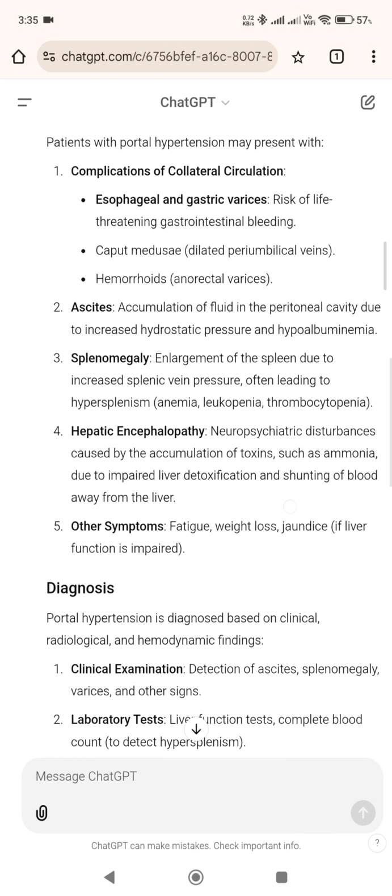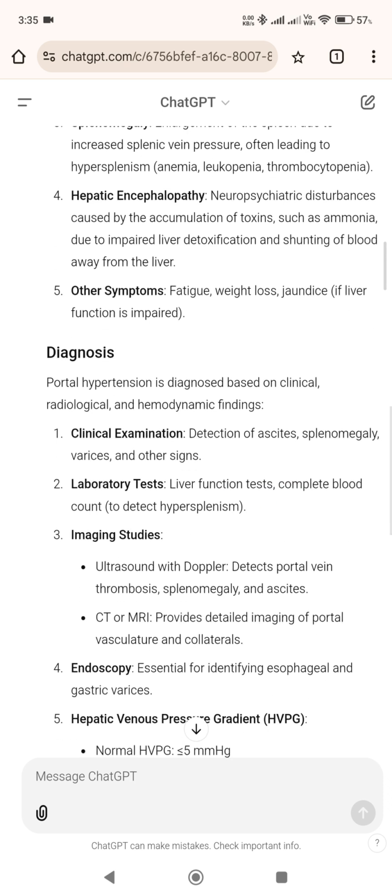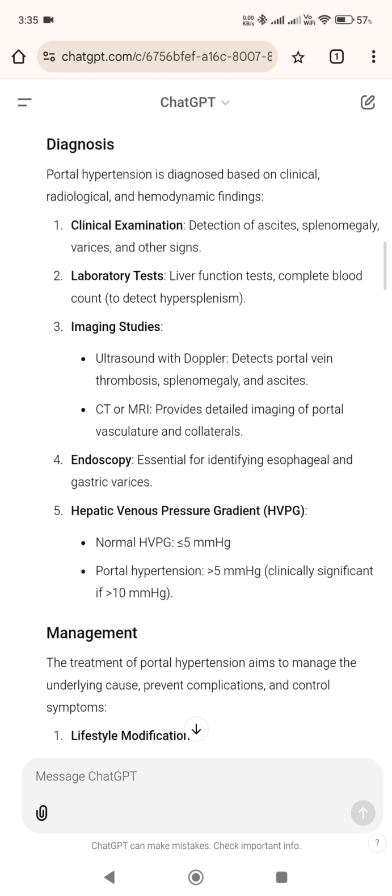Diagnosis. Portal hypertension is diagnosed based on clinical, radiological, and hemodynamic findings. 1. Clinical examination: detection of ascites, splenomegaly, varices, and other signs. 2. Laboratory tests: liver function tests, complete blood count to detect hypersplenism. 3. Imaging studies: ultrasound with Doppler detects portal vein thrombosis, splenomegaly, and ascites. CT or MRI provides detailed imaging of portal vasculature and collaterals. 4. Endoscopy, essential for identifying esophageal and gastric varices.